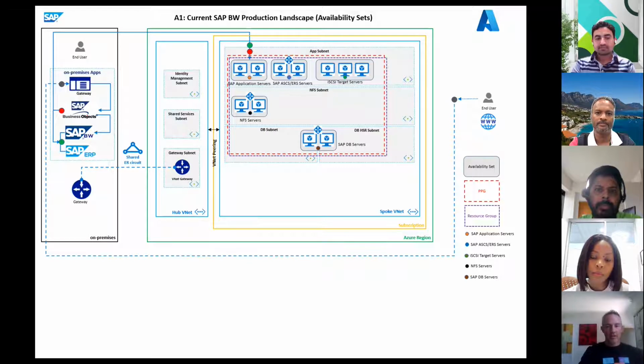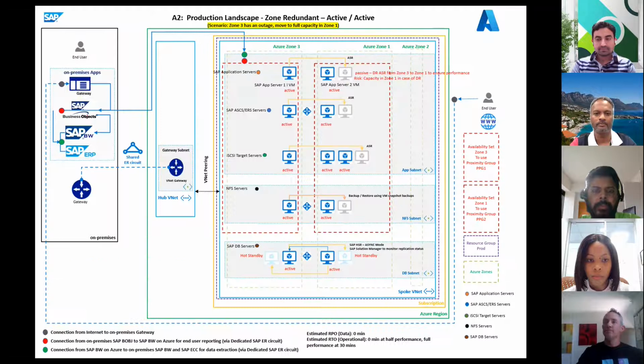Okay, cool. So let's look at the architecture. We've got two architectures that Microsoft proposed to us. There's an active-active setup, and then there's an active-passive setup, and we're going to go to the active one next. Okay, cool. So this is the active architecture. It is the preferred architecture.